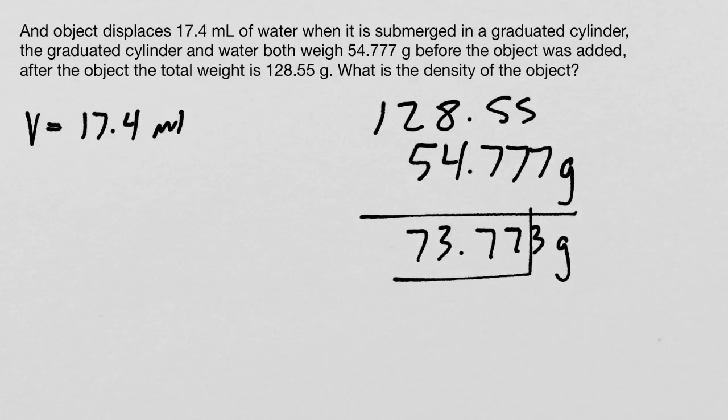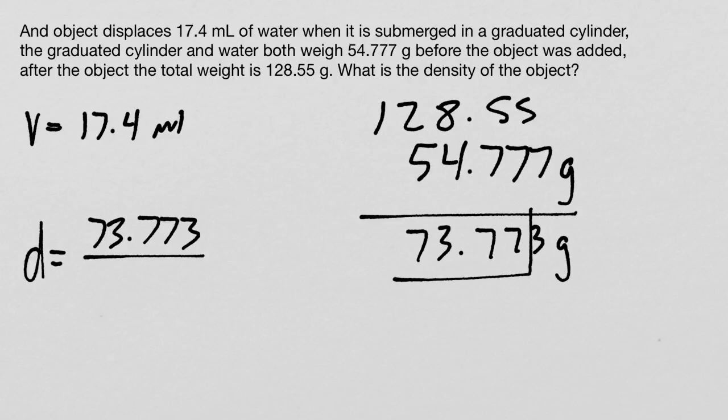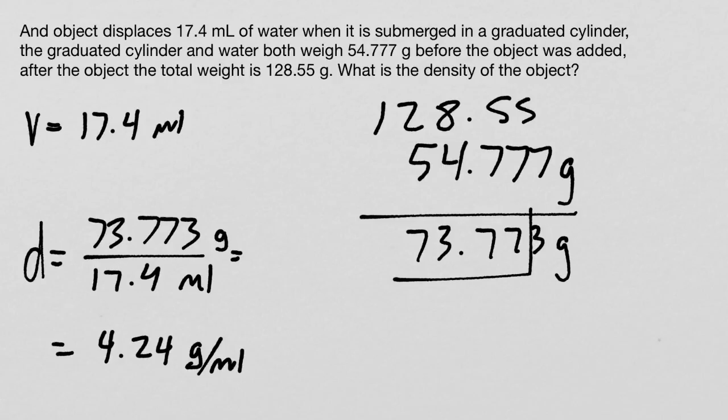So now density is equal to the mass, which is 73.773, divided by the volume, which was 17.4. Now, of course, our units are grams per milliliter. And so our density comes out to be 4.24 grams per mL.